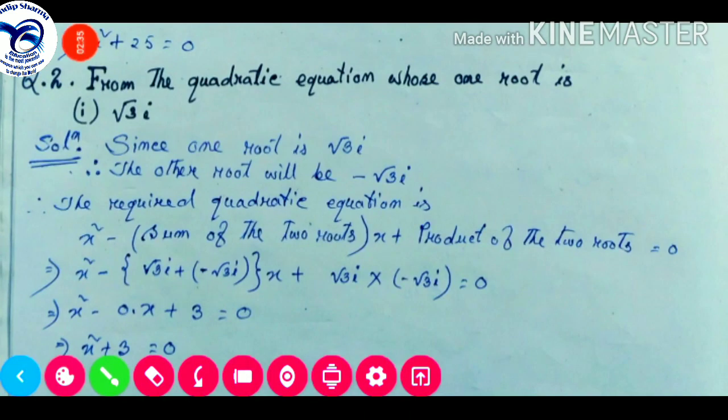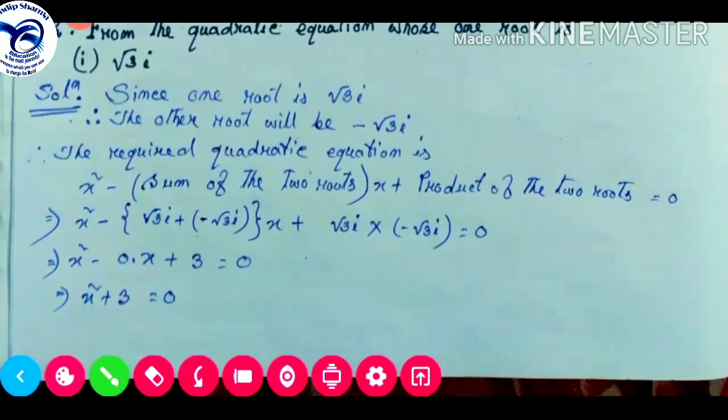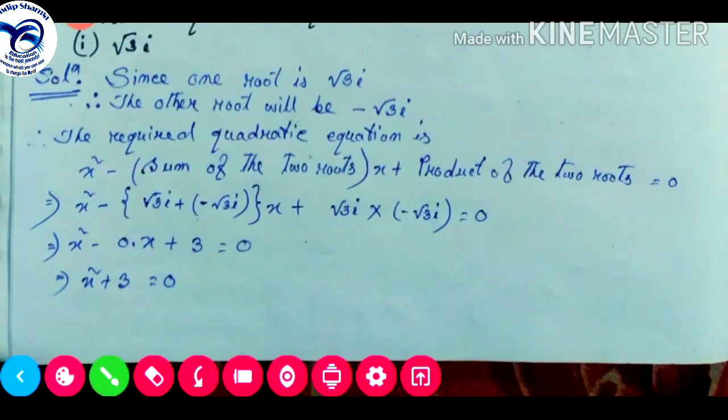Now we start question number 2: form the quadratic equation. Here only one root is given, and the other root is not given. We know that the roots are conjugate to each other. If one is positive, then the other will be negative; if the first is negative, then the second will be positive. Here the first root given is root 3 i. Since one root is root 3 i, the other root will be minus root 3 i.